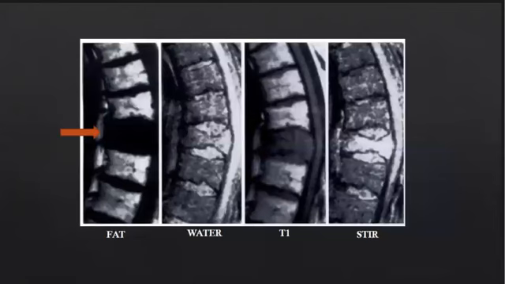Now we have MRI of a pathologic vertebral body compression fracture. T1 shows diffuse low signal intensity. Fat shows complete absence of marrow signal intensity. Water image shows high signal intensity, and STIR shows more evident high signal intensity. Note that fat image shows complete absence of fat marrow signal intensity in the involved pathologic vertebra. This confirms the complete replacement of marrow signal intensity. The posterior margin of the vertebral body is convex outward.